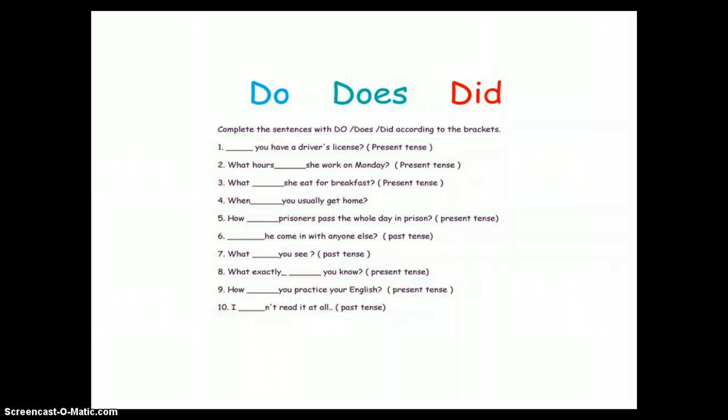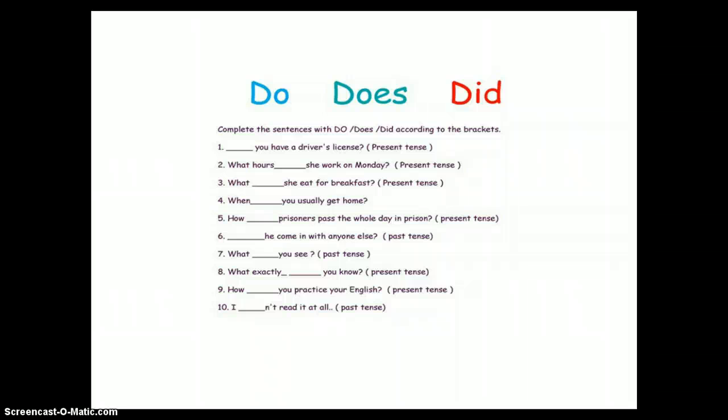Okay, the first one is present tense. This sentence is using present tense. So, which one will you choose? Do, does, or did? As I said before, do and does are used in active sentences in simple present tense. So, you cannot choose did because did is used in past tense.